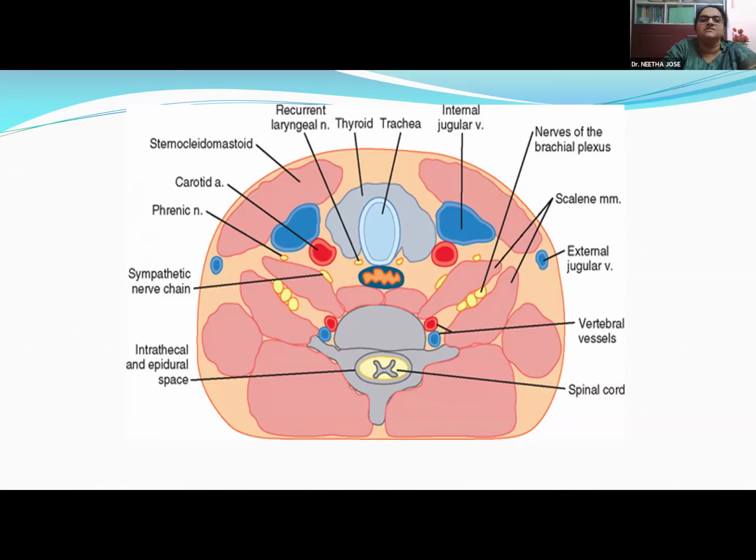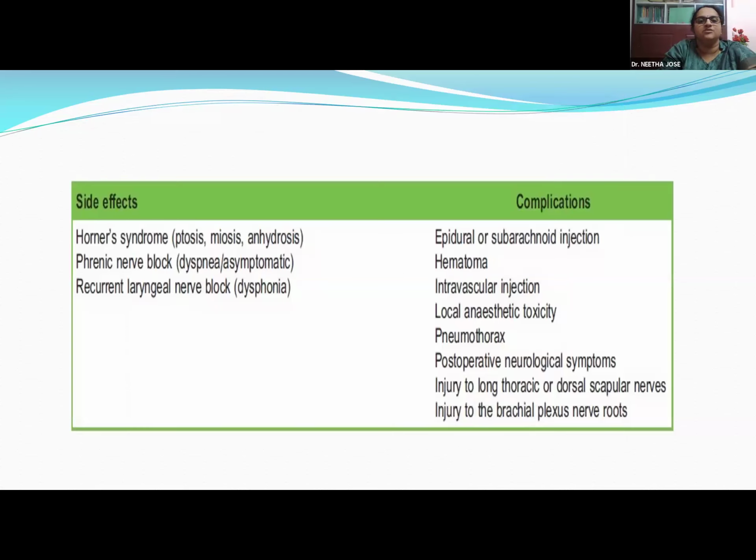There come the side effects or complications of the block. That is, side effects are Horner syndrome, phrenic nerve block, and recurrent laryngeal nerve block. Complications can be epidural or subarachnoid injection, hematoma, intravascular injection, local anesthesia toxicity, pneumothorax, and injury to the long thoracic nerve or dorsal scapular nerve can occur, and injury to the brachial plexus nerve root can also occur if we are not vigilant.